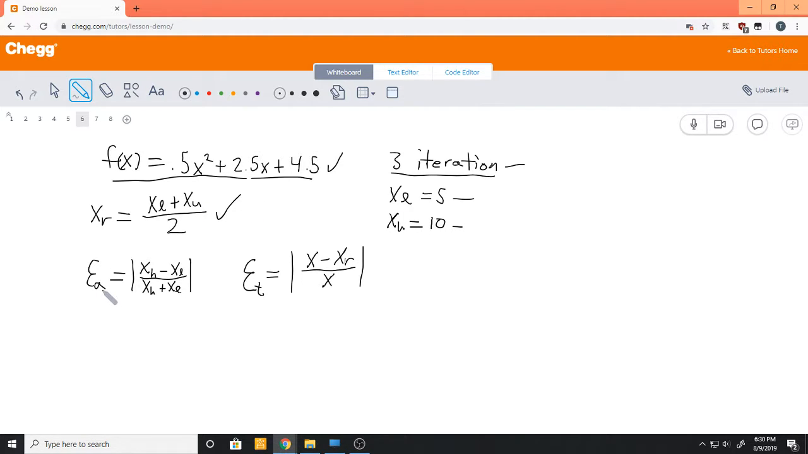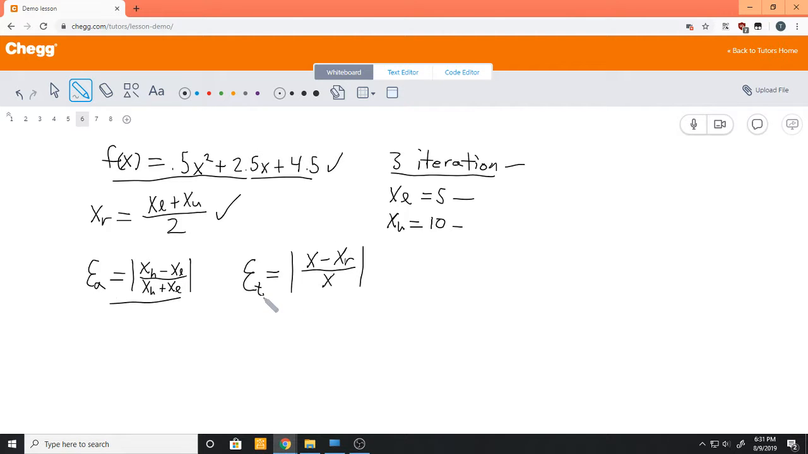We're also going to want to calculate the absolute error, which is basically telling you the error from your last guess. That's going to be x upper minus x lower over x upper plus x lower, and it is the absolute value of that. You could multiply that by 100% to get a percent.